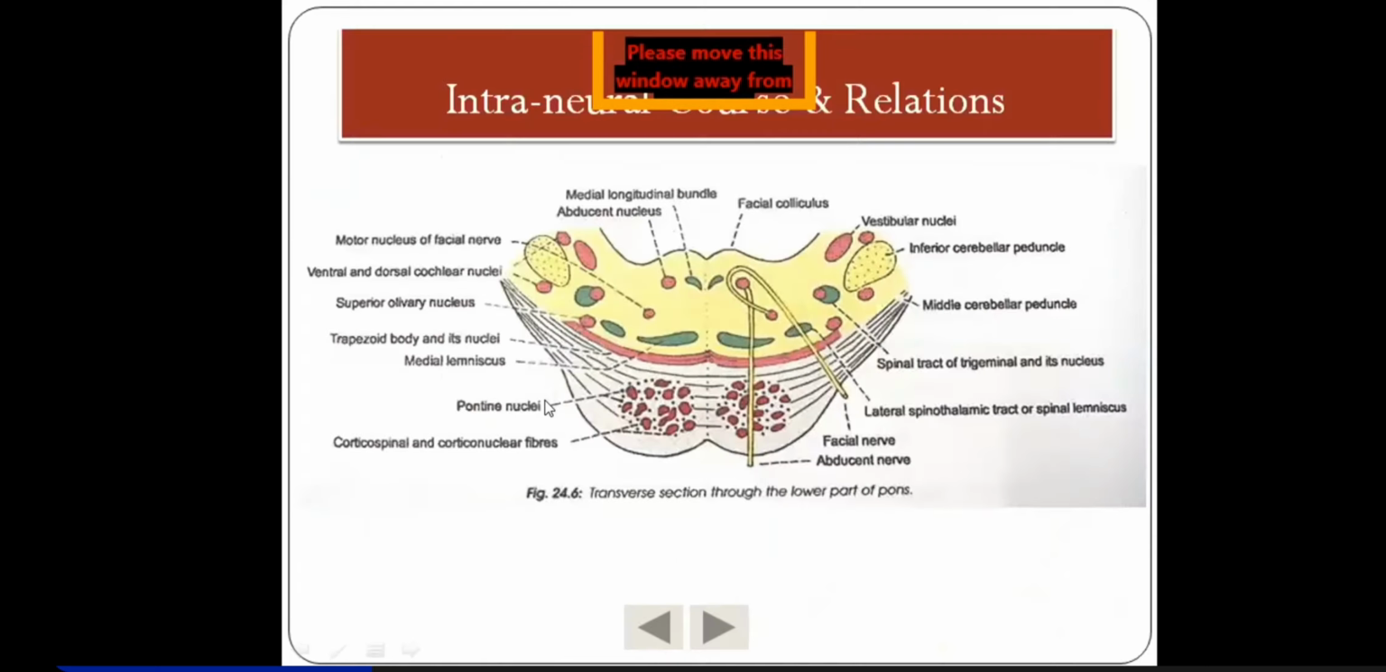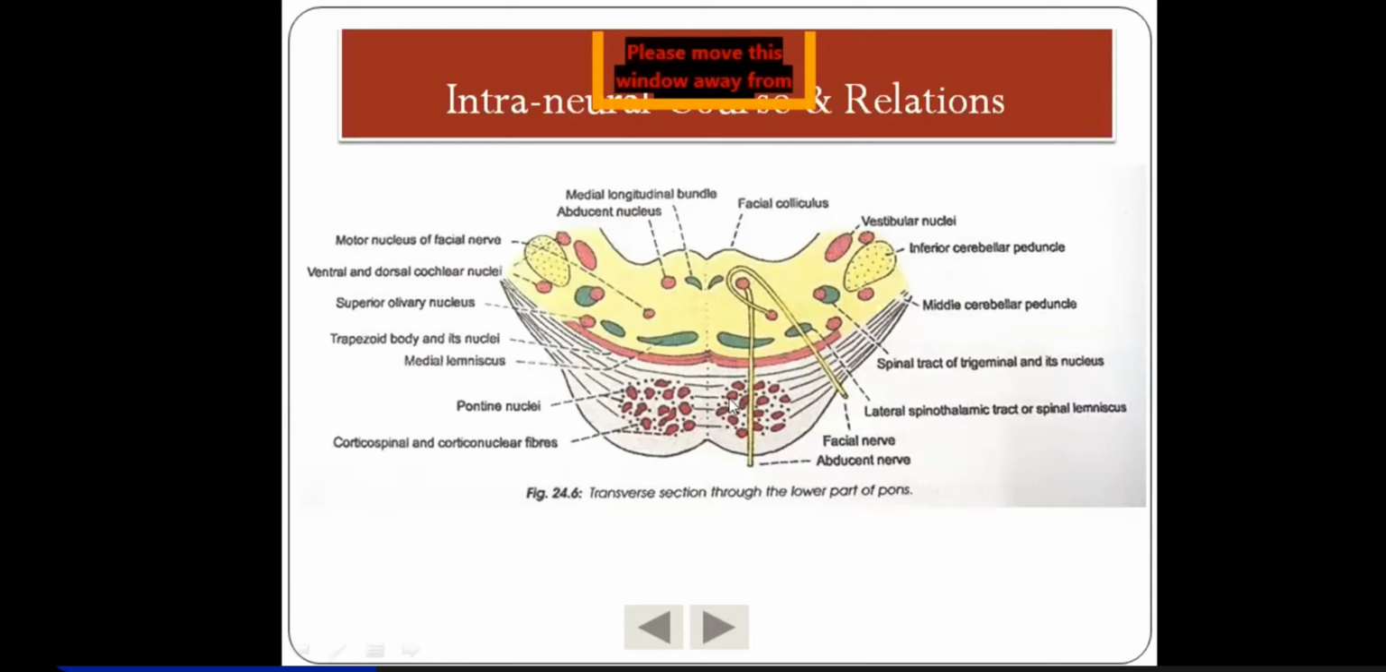Okay, good. So we have got to know enough about the nuclei and the functional columns of the facial nerve. Now we'll start talking about the course of the facial nerve. So we'll start with the intraneural course, which you can see here.